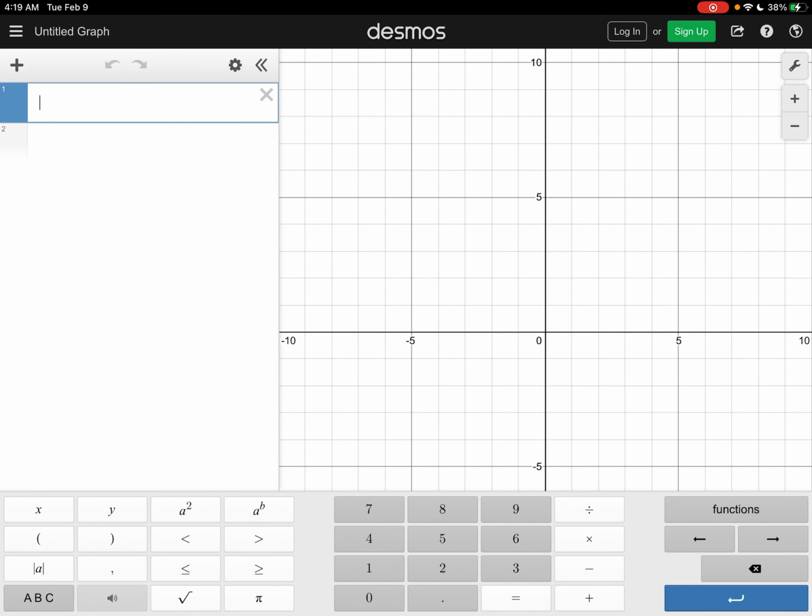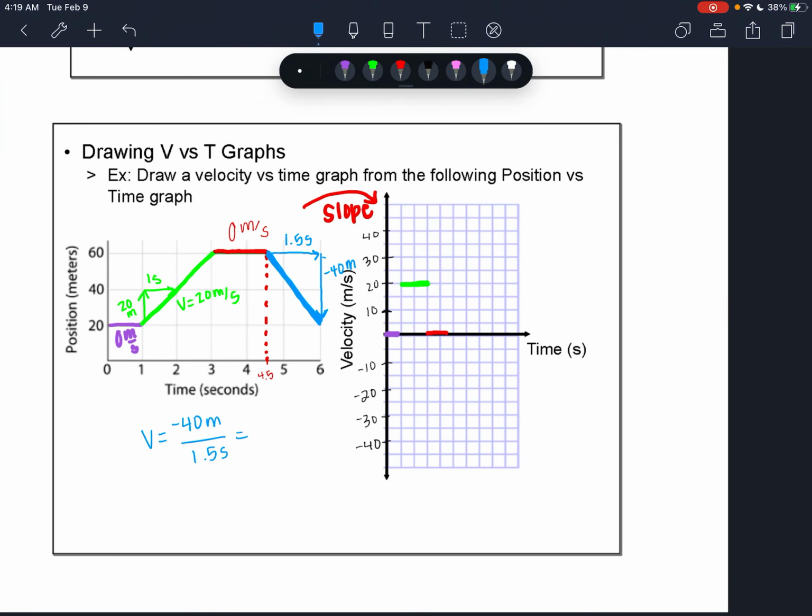So let's see. 40 divided by 1.5 gets me 26.6666 repeating. So I'm just going to round that to 26.7. And I can't forget my negative. This is meters per second.